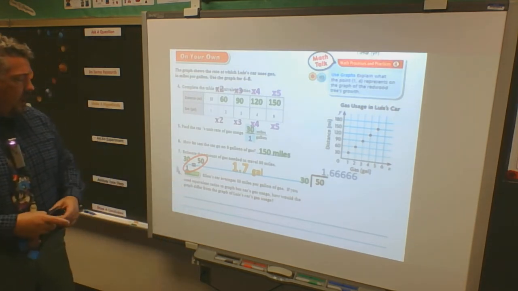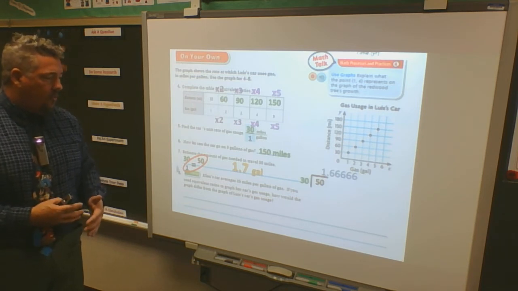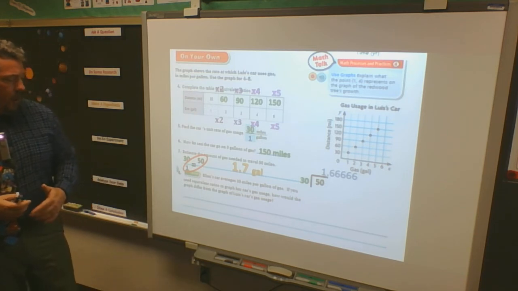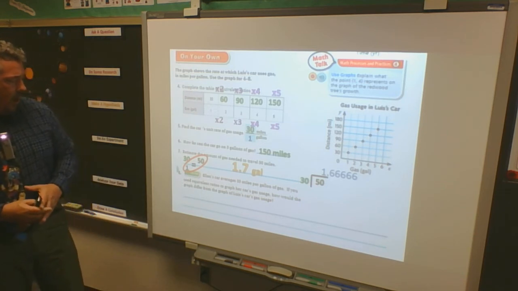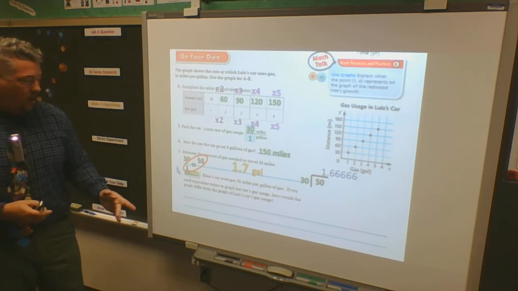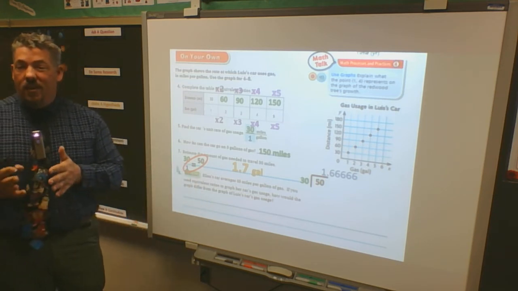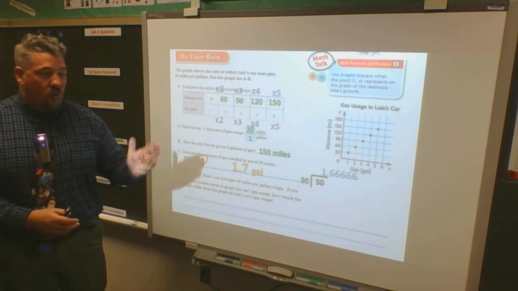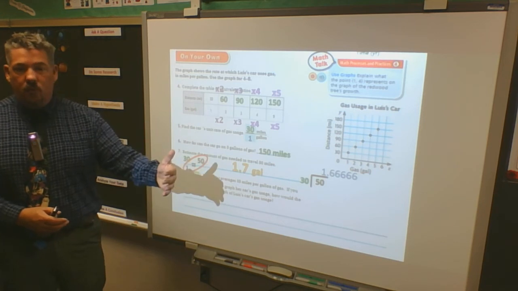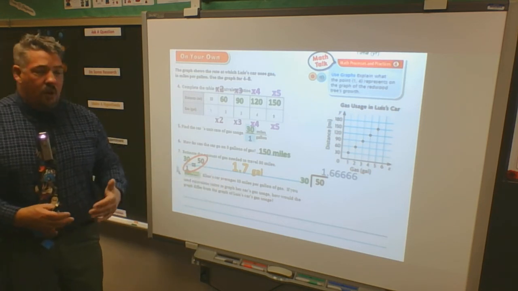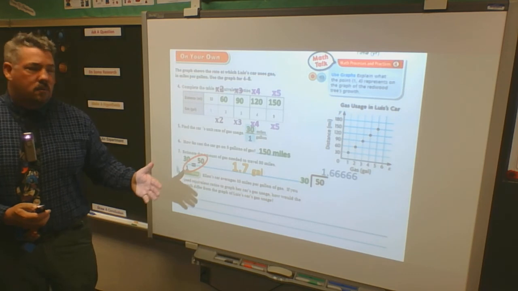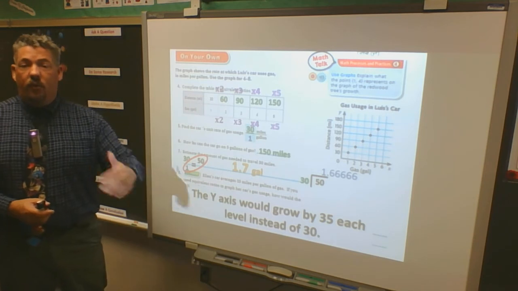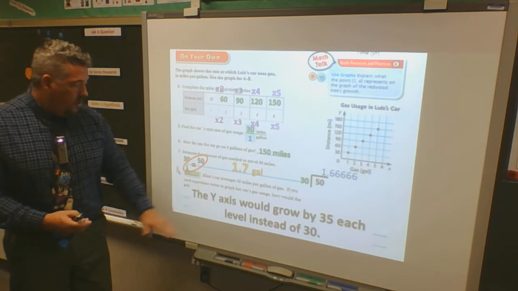Now, number 8, it says, Ellen's car averages 35 miles per gallon of gas. If you used equivalent ratios on a graph and graphed her car's gas usage, how would the graph differ from the graph of Lewis's car and gas usage? Well, if it has an equal increment of 35 every time, the angle is going to look the same. It's still going to go up the further I go out. The time difference would be the same. The gallons of gas would be the same. The only thing that would differ would be my y-axis. Instead of increasing in increments of 30, the y-axis would grow by 35 each instead of the 30 that we already have.